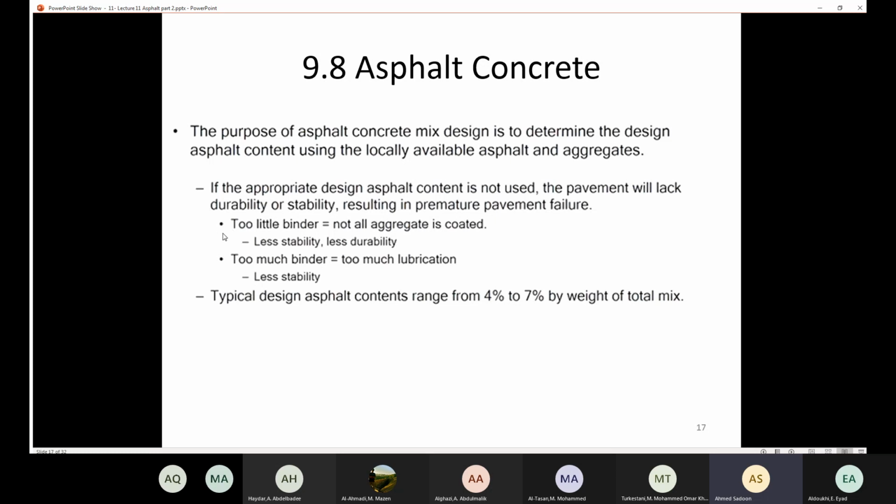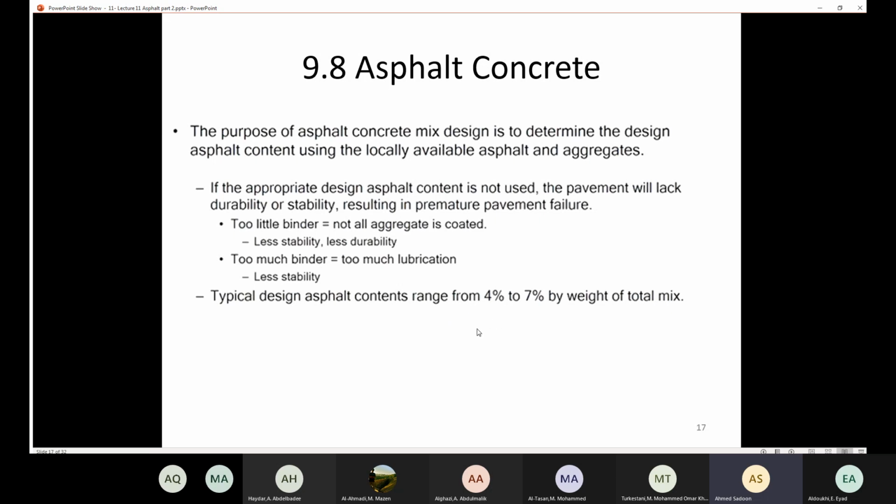So do not put a little binder. Also do not put a lot of binder. You need to choose the optimum amount or the appropriate amount. So what is the appropriate amount? The typical design asphalt content ranges from 4% to 7% by the weight of the total mix.